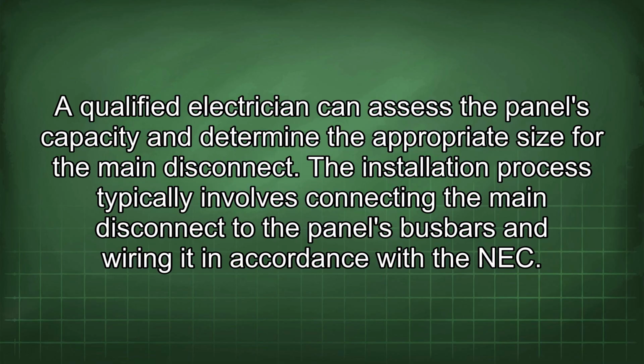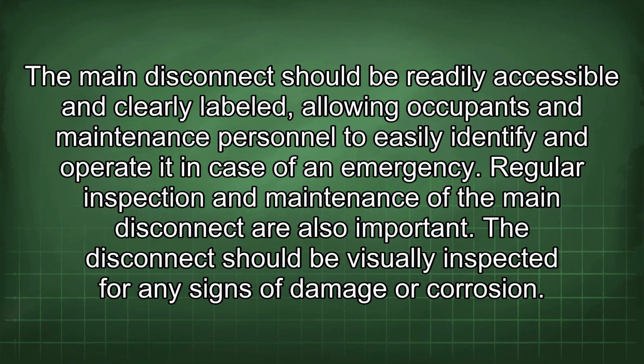The installation process typically involves connecting the main disconnect to the panel's busbars and wiring it in accordance with the NEC. The main disconnect should be readily accessible and clearly labeled, allowing occupants and maintenance personnel to easily identify and operate it in case of an emergency.